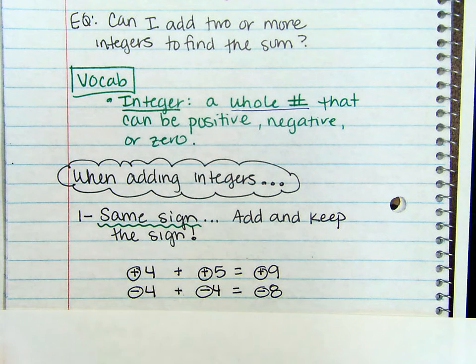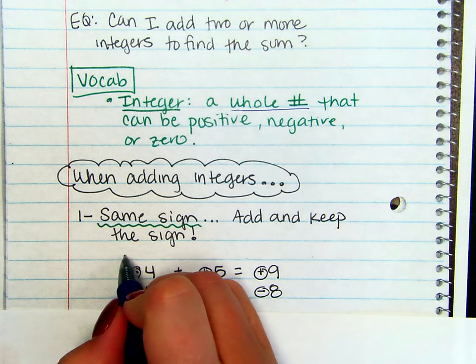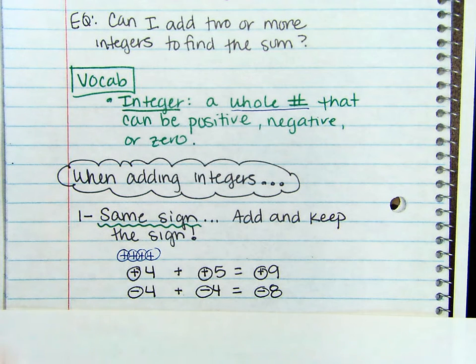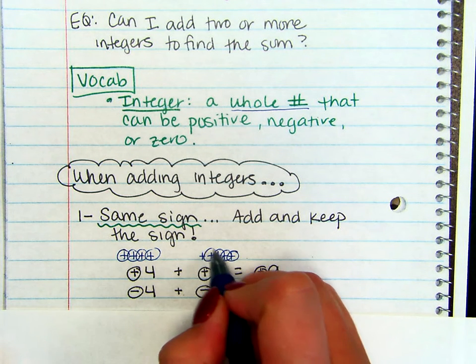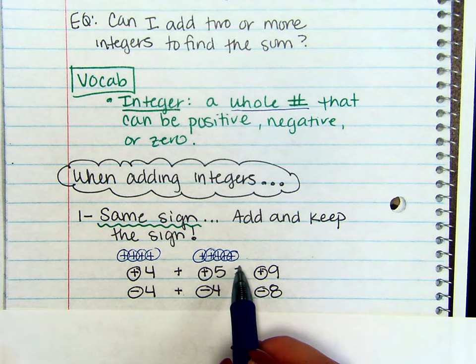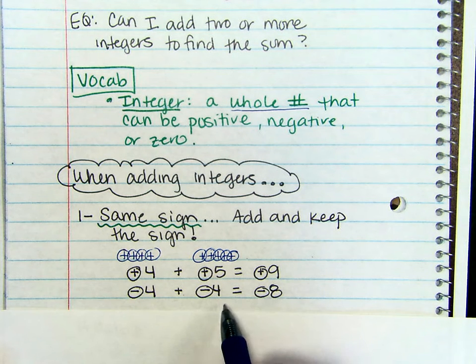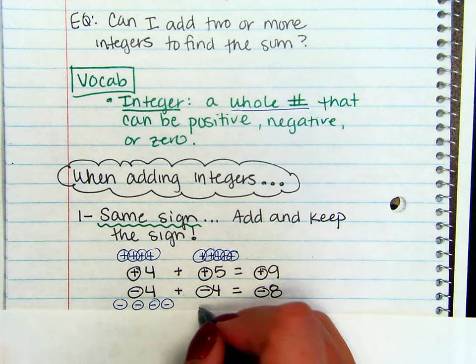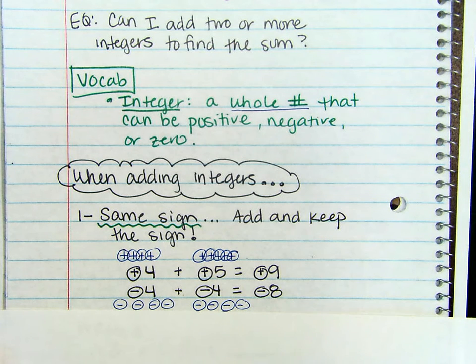Now I like visuals, so above my positive 4, I'm going to put 4 positives, and I'm going to put little circles around each one of them. I'm going to put 5 positives over here. Now, all together, I have 9 positive signs, which is how our answer is 9. The same thing happens with our negatives. If I have 4 negative circles here, and 4 negative circles here, I'm going to have 8 negative circles altogether. So that's how we're going to keep that sign.